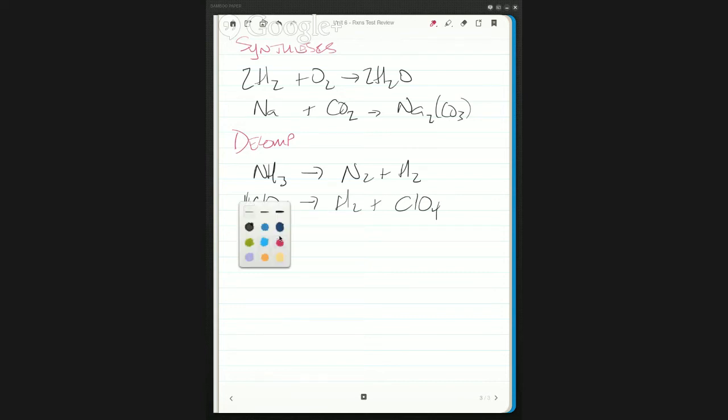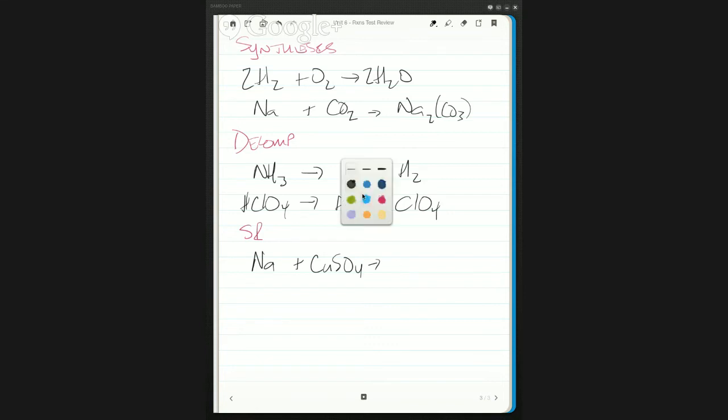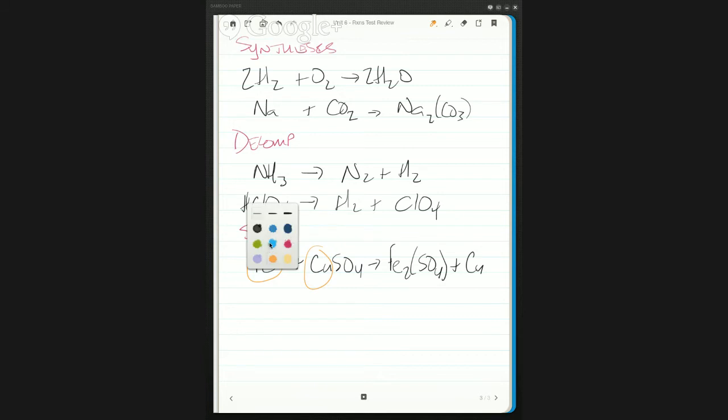Single replacement. And we've been doing a ton of these. I don't know how to make these any more clear sometimes. You could have Na plus CuSO4. That CuSO4 should look familiar. In fact, I'm just gonna say this is Fe plus CuSO4 gives you Fe2SO4 plus Cu. Hey, look, there's a single replacement, right? This is replacing this. Like must replace like.